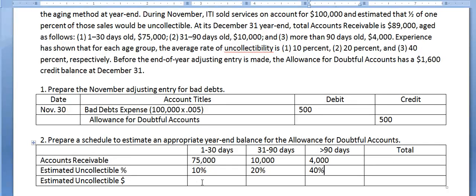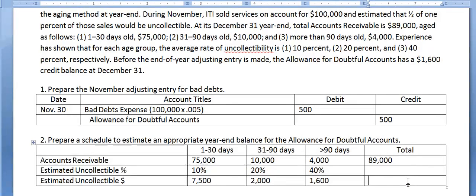So 75,000 times 10% would be $7,500. 10,000 times 20% would be $2,000. And 4,000 times 40% would be $1,600. Now let's total. If we add up our accounts receivable across the top, it should match the 89,000 here. 75 plus 10 is 85 plus 4. Yep, it equals 89,000. We will not be adding across the percents, but we will be adding across the amount we think is uncollectible.